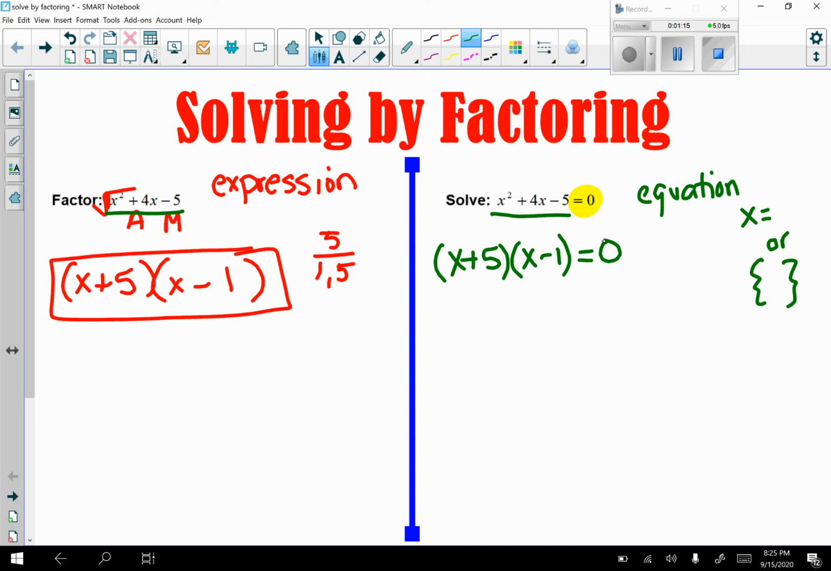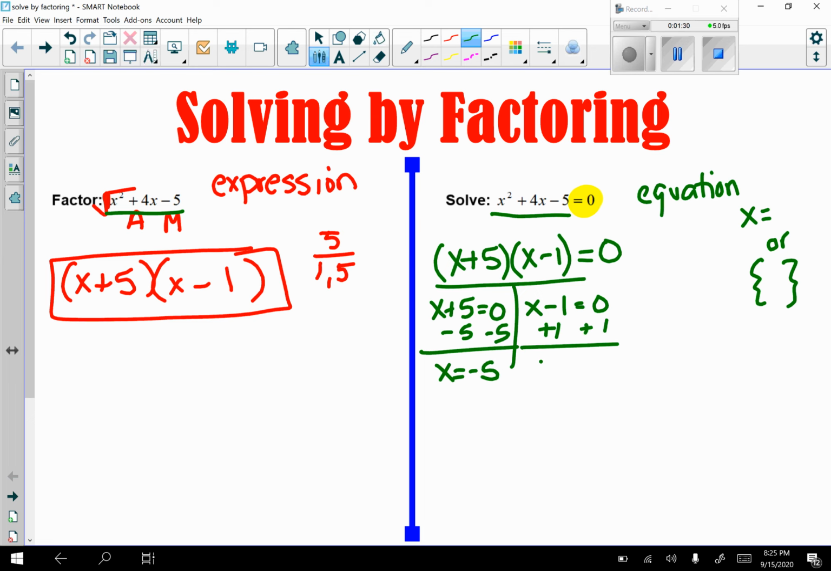But because it's equal 0, I'm going to tee off. So I have x plus 5 equals 0, x minus 1 equals 0. A little solving on each side. I get x equals negative 5 and x equals 1. So you could leave it just like this if you wanted to, or you may see it written in a solution set.